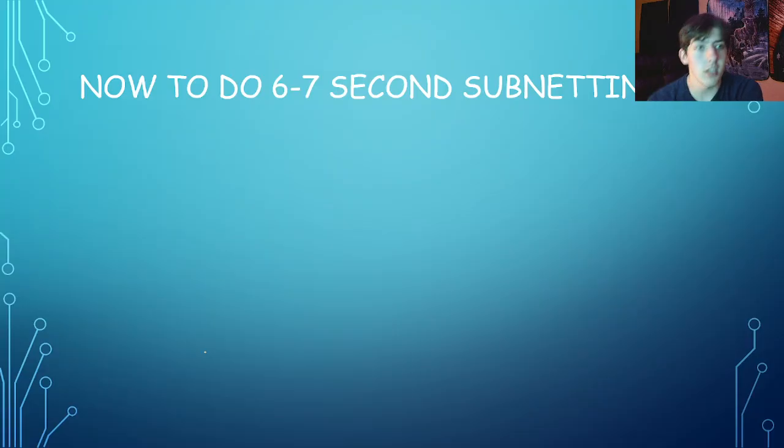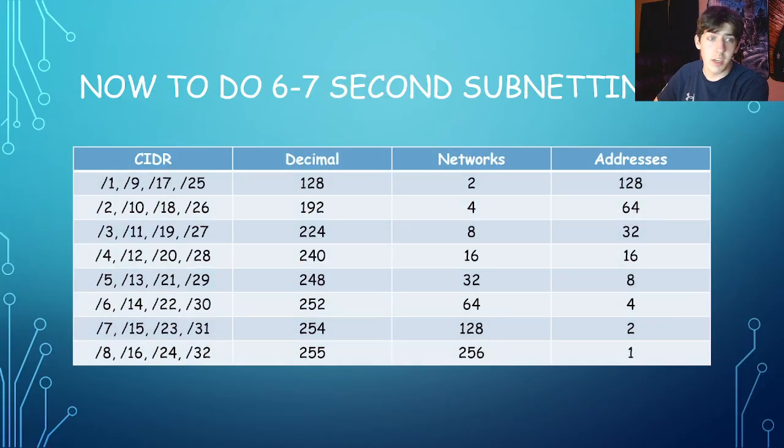Now, we're going to learn how to do 6 to 7 second subnetting. This is my stupid Gen Z trail off from Professor Messer's 7-second subnetting. I just thought it was really funny. So here's the chart, copied directly from Professor Messer, my goat, and this is the chart you need to memorize.